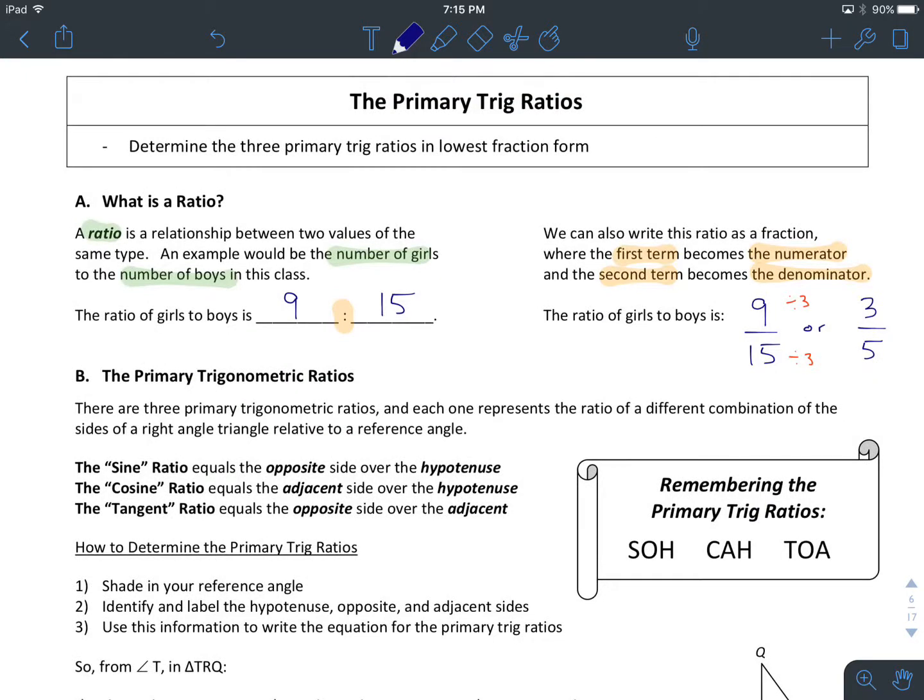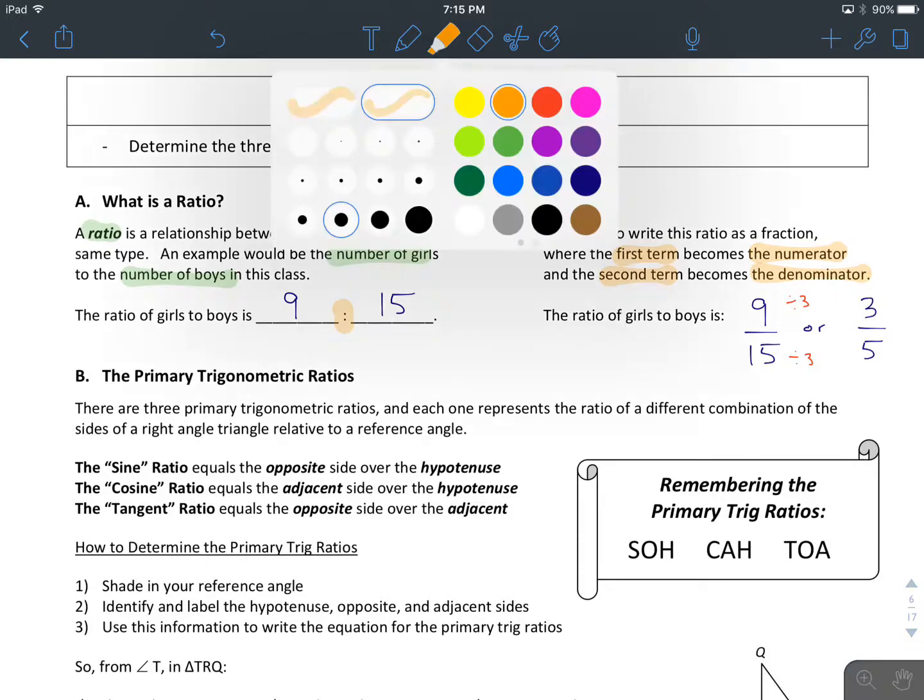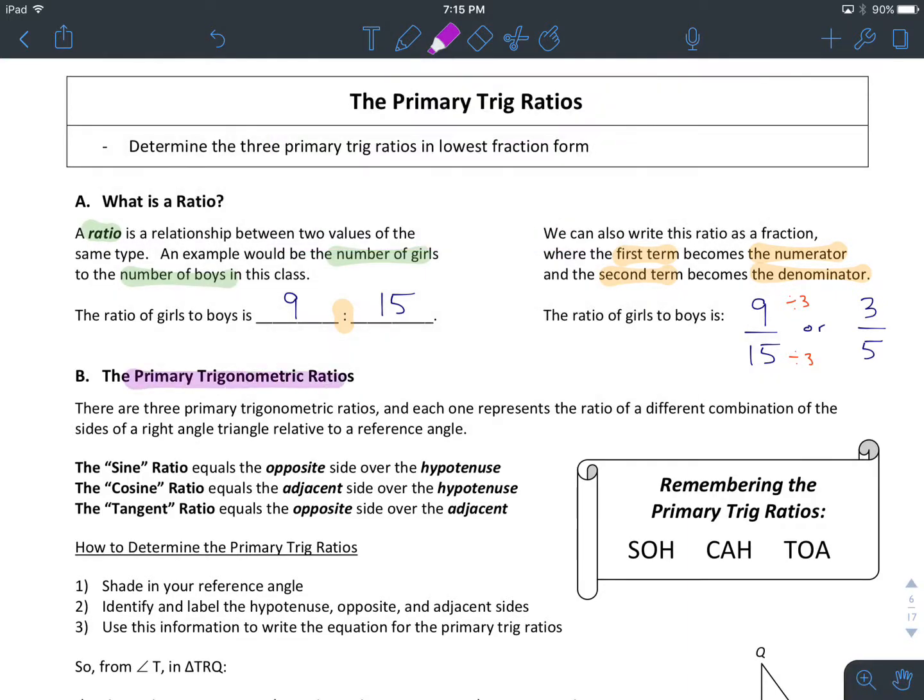We've been exploring triangles, and we've been exploring the three sides that our right angle triangles have: our hypotenuse, our opposite, and our adjacent. There are ways of combining and comparing the sides of a right angle triangle so that we can have an understanding about how they relate to each other. And there are common ones. The ones we're going to look at today are called the primary trigonometric ratios, which means, of course, that there are secondary trigonometric ratios, but we're only concerned with the primary trig ratios right now.